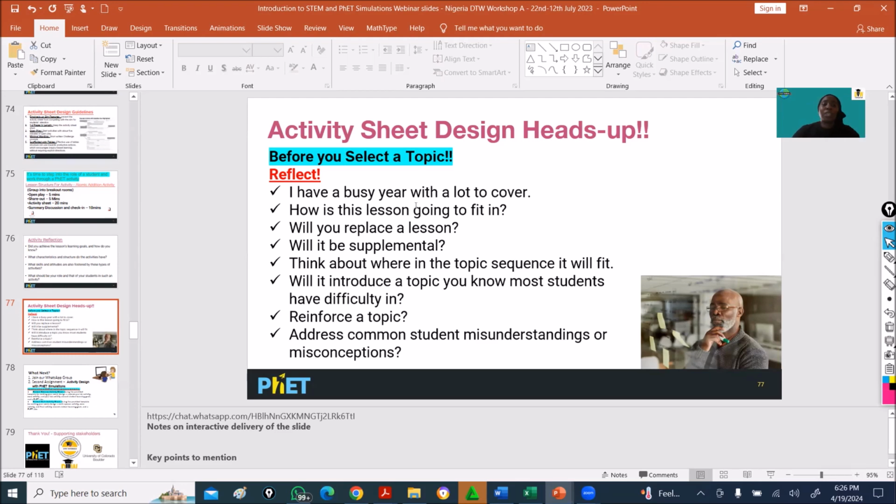So that's the question every teacher asks. Oh, I have 45 minutes. Or let's say in a week, how many periods do I have? An activity sheet takes like 40 to 45 minutes to cover. So what do you do? Which topic should I use an activity sheet for? For me, the answer is, we all know those difficult topics for students.